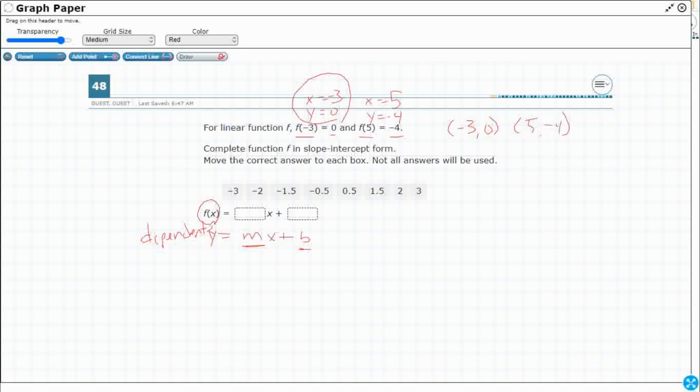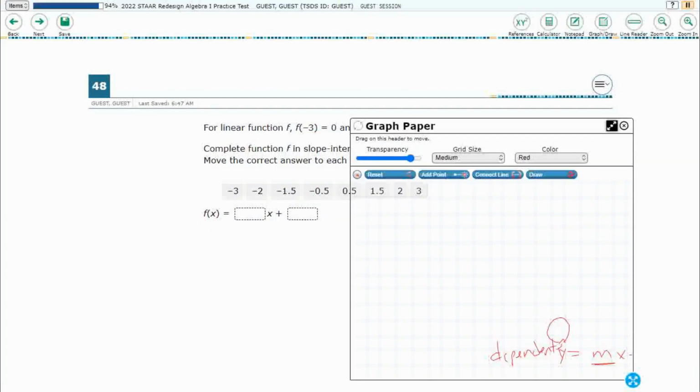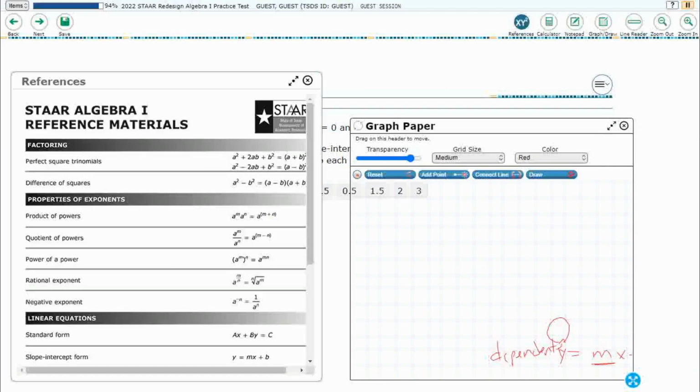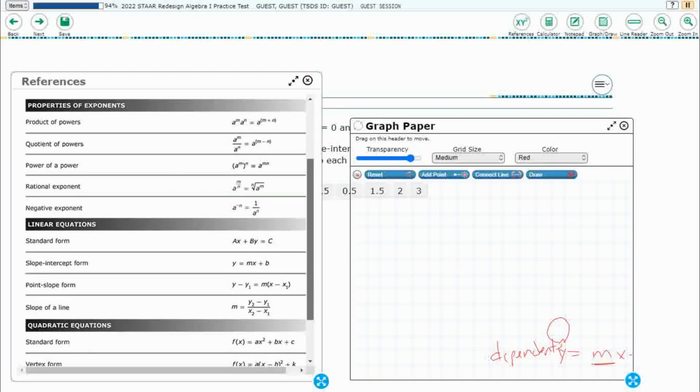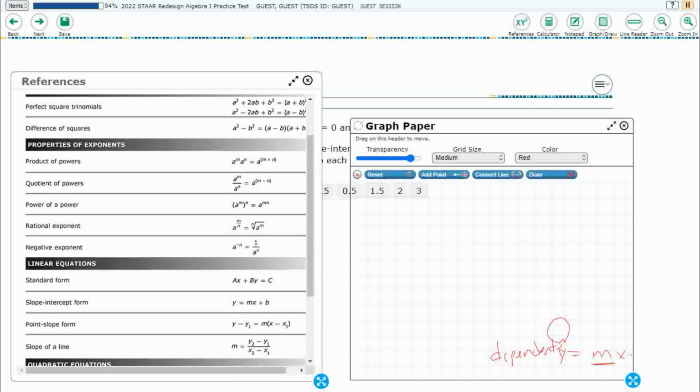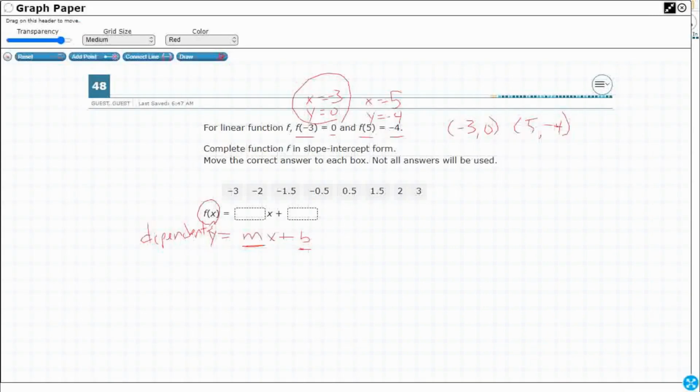All right, so once I have those two, now it's time to pull in some of my reference materials here, because I'm going to need those bottom 3 forms. I'm going to need the slope-intercept form, y equals mx plus b, point slope form, and then the slope of a line. So those are all in the reference materials. Let's start with finding the slope. So that's going to be m equals change in y over change in x.